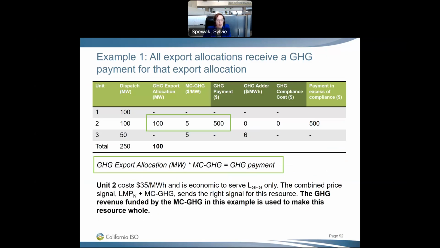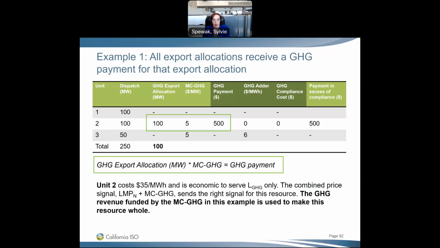Unit 2 is dispatched to 100 megawatts, and it has a 100 megawatt GHG export allocation. All export allocations receive a GHG payment for that export allocation. So if we saw Unit 3 get an export allocation, there would be something in the column labeled GHG export allocation, and we'll see that later on. But for now, it's only Unit 2. It gets a 100 megawatt export allocation.